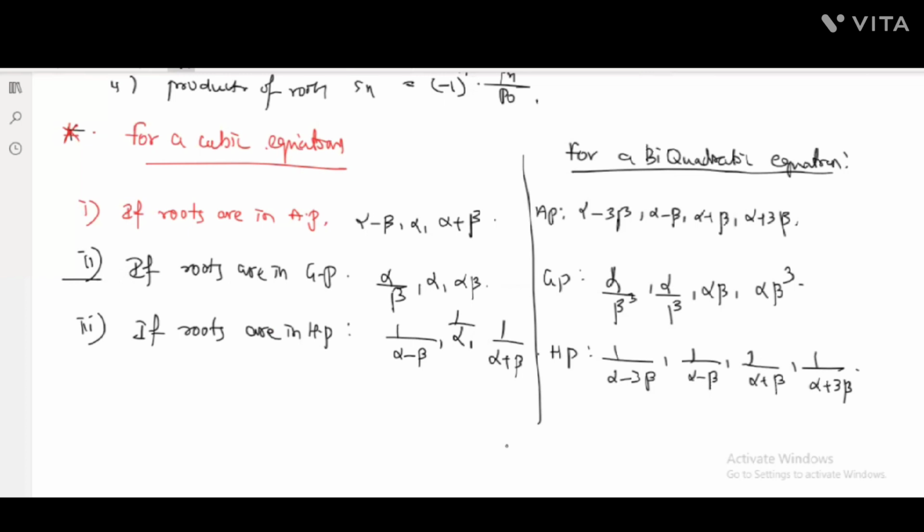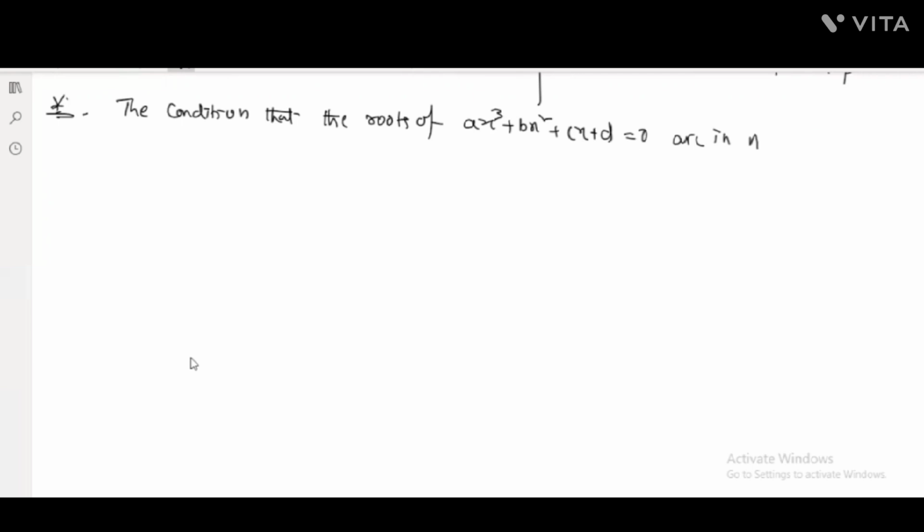So is there any direct condition? Not like this procedure. If we have any direct condition, yes, we have direct conditions when roots are in AP, roots are in GP, roots are in HP. So in this we will discuss one or two, how we will get that condition. So remaining we will take the points. If you see the condition that the roots of ax cube plus bx square plus cx plus d is equal to 0 are in AP, let's see. Direct shortcut we will try to find out.